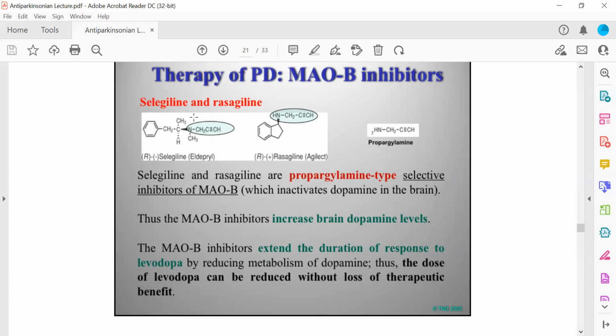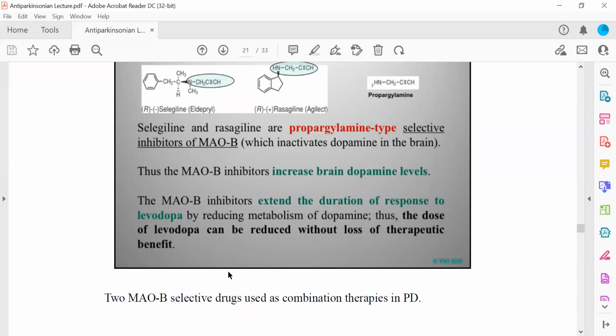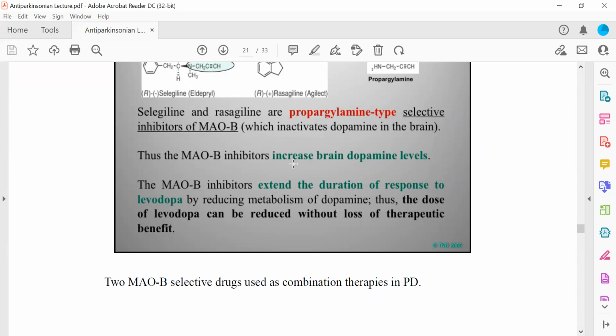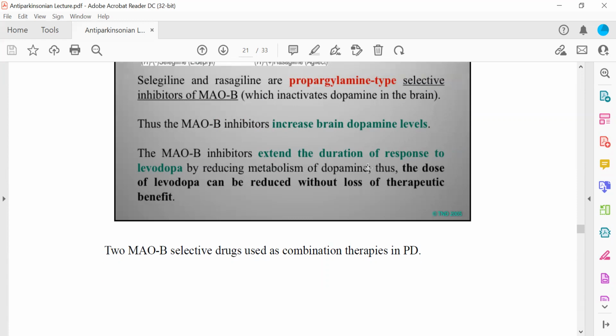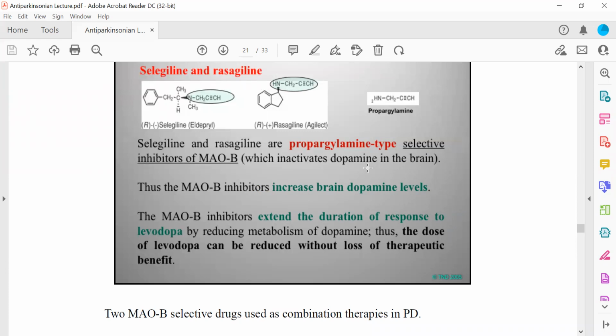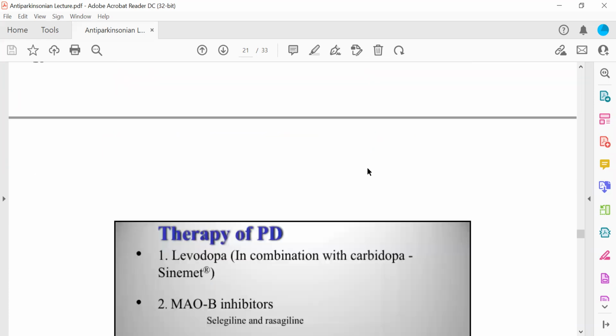So please make a note of this, that rasagiline and selegiline, the main structural feature is the propargylamine moiety, and this propargylamine moiety is the reason why these type of drugs, selegiline and rasagiline, are selective inhibitors of monoamine oxidase B, which inactivates dopamine catabolism in the brain. So the MAOB inhibitor increases dopamine levels because it decreases the catabolism thereof. And make a note that these drugs are used in combination with levodopa and carbidopa.